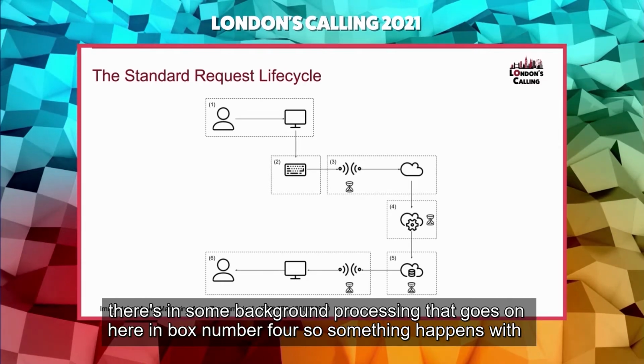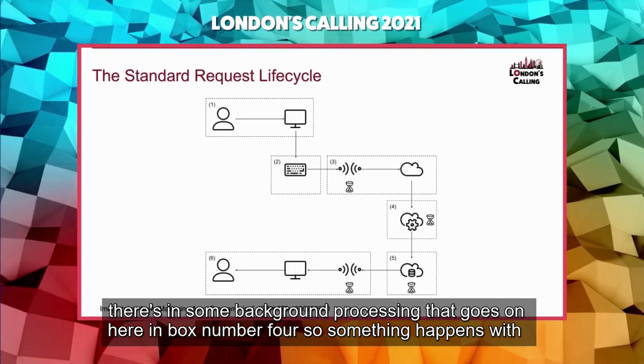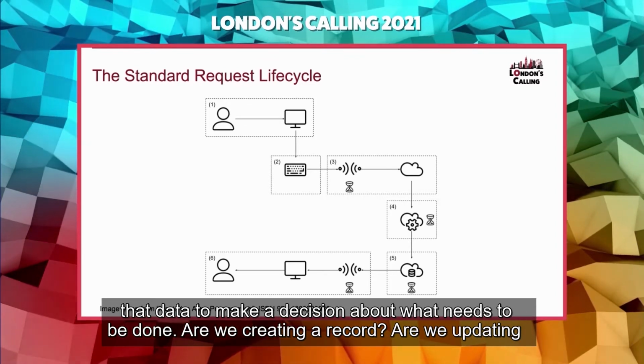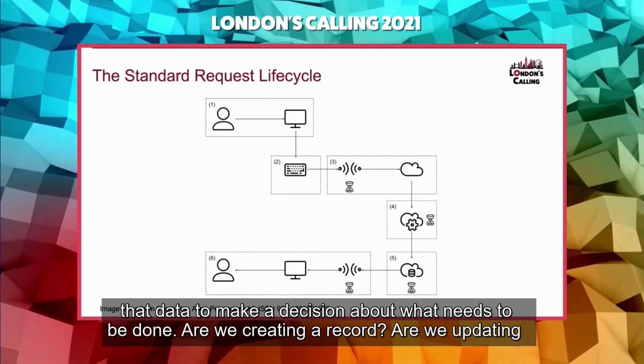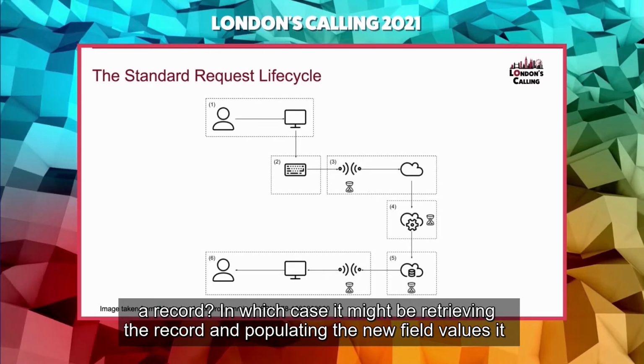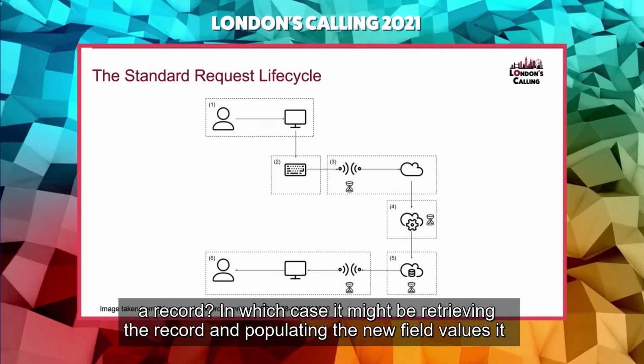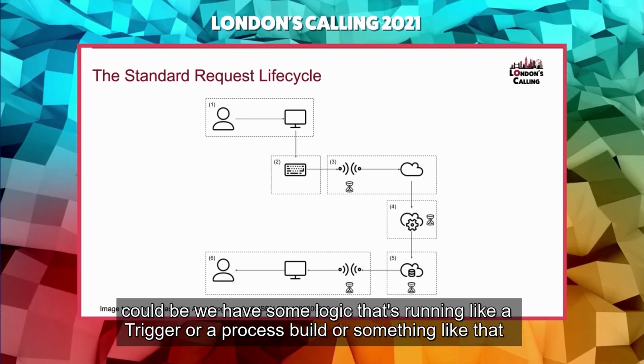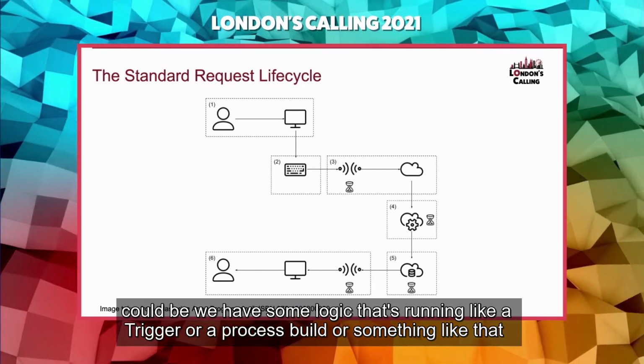There's then some background processing that goes on here in box number 4. So something happens with that data to make a decision about what needs to be done. Are we creating a record? Are we updating a record? In which case it might be retrieving the record and populating the new field values. It could be we have some logic that's running, like a trigger or a process builder, something like that.